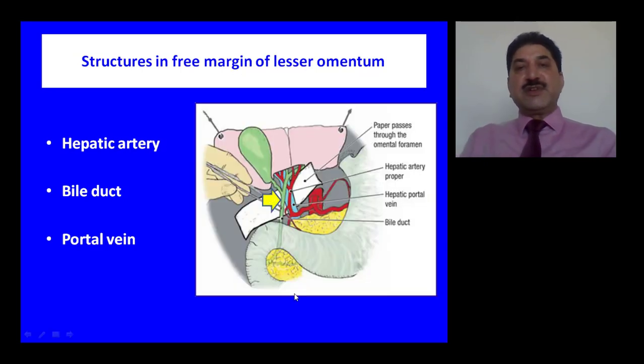Now, what is the arrangement of structures in the free margin of the lesser omentum? You can remember it as D-A-P. D stands for ductus, the bile duct, which lies on the right side and anteriorly. A stands for artery, which lies anteriorly. And P stands for portal vein, which lies posteriorly.